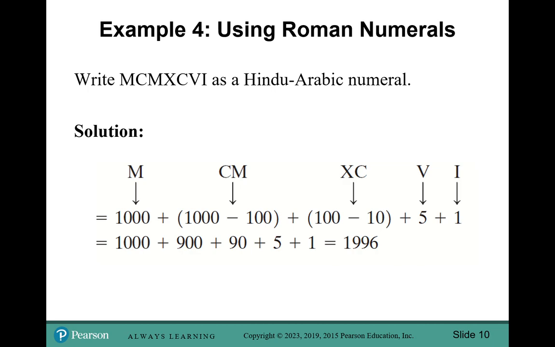So what we see here is we have 1,000 plus 1,000 minus 100 plus 100 minus 10 plus 5 plus 1. And if we break that down, we have 1,000 plus 900 plus 90 plus 5 plus 1, which equates to 1,996.